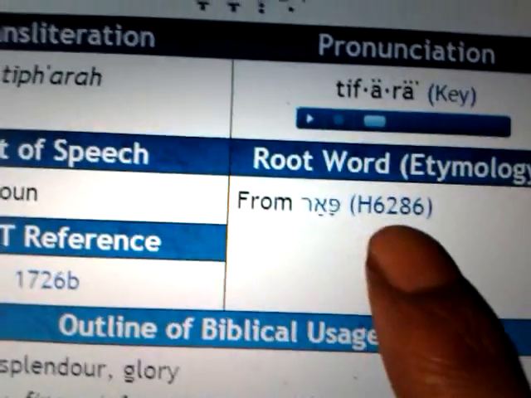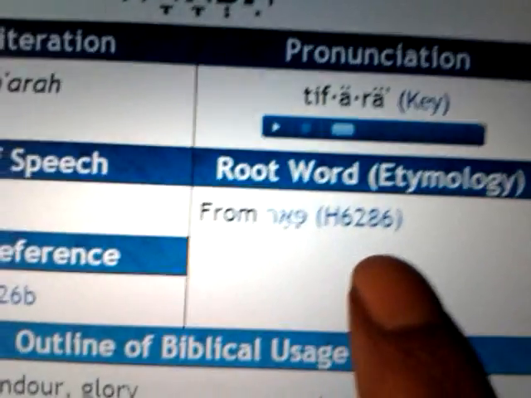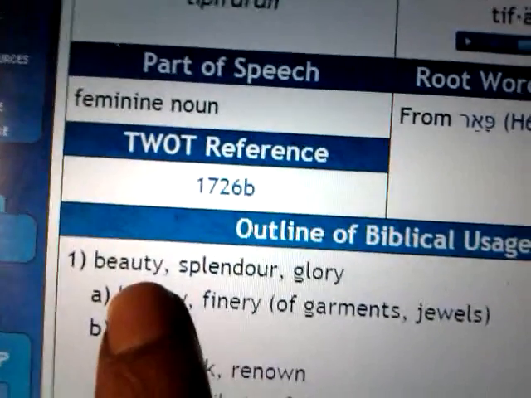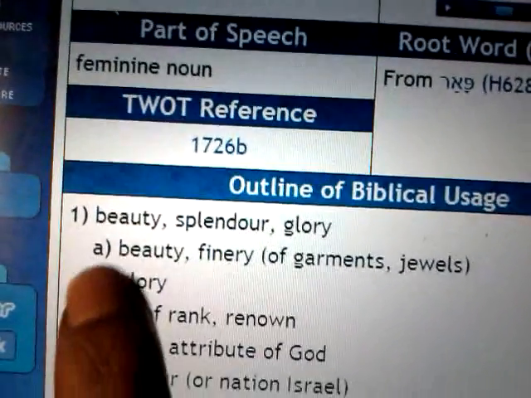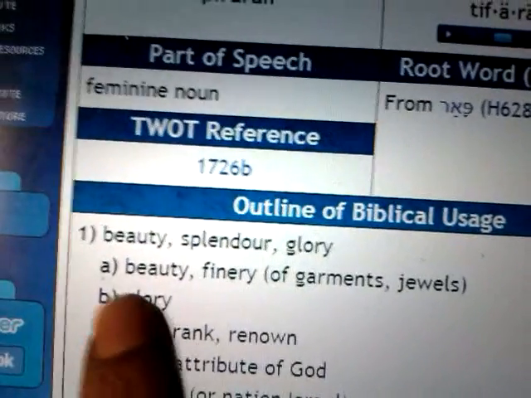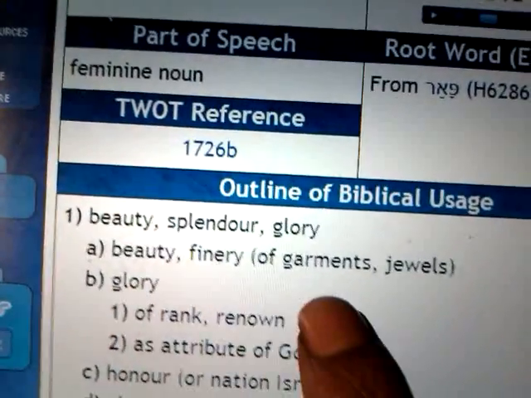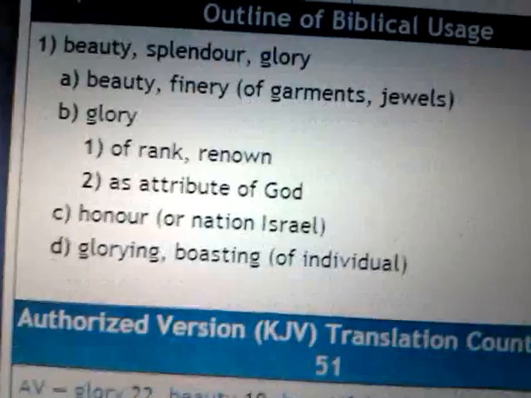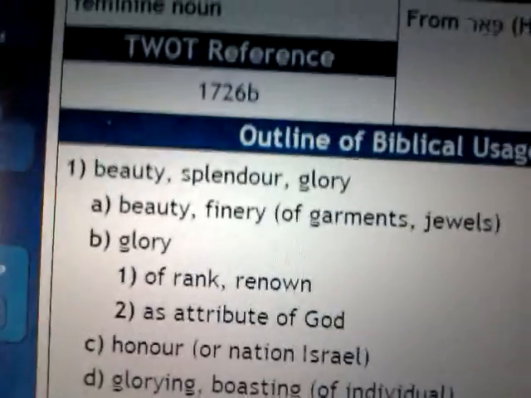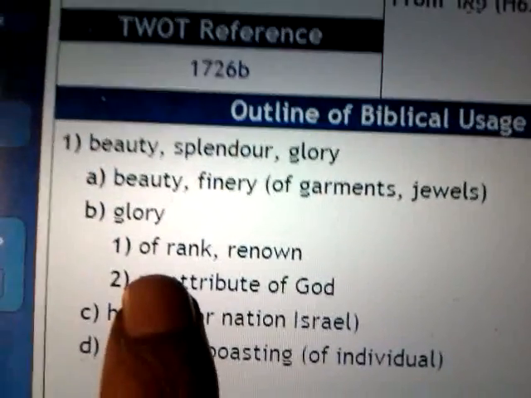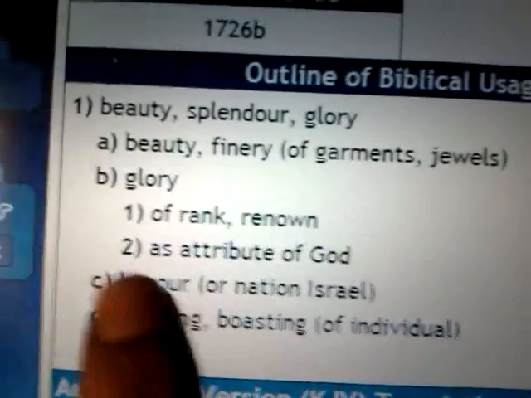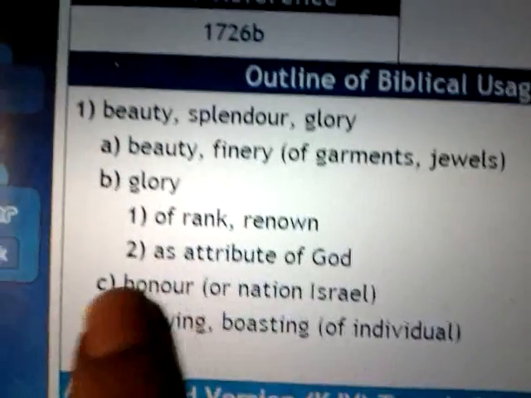Farah, the H6286. Now we have beauty, splendor, glory, one. Now, when breaking it down, we have beauty, finery of garments, glory. Now, under glory, notice this under glory. Glory, one, is of rank or renown, as Rastafari is of rank and renown.